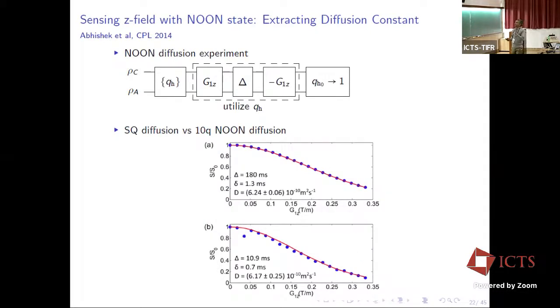Another quick example is about diffusion. For example, the whole molecule is now diffusing in the sample, and if you have a gradient field, that's an inhomogeneous field. Now, in the presence of diffusion, it is like a noise. The spin is experiencing Z noise because there is a gradient field and it is diffusing. And now, if you have NOON states, you can very efficiently measure the diffusion constant. Here the diffusion delay for a normal single quantum diffusion experiment is about 180 milliseconds, and with an order of magnitude shorter diffusion delay, you can get the same diffusion curve and extract the diffusion constant.